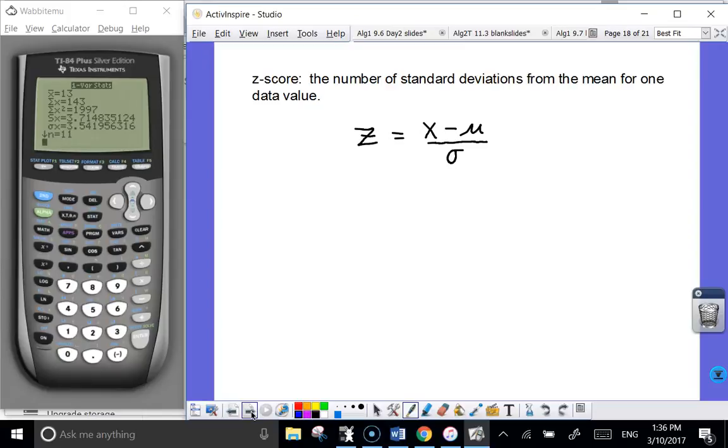So we should recognize the z-score is the thing we're defining here. The z-score is the number of standard deviations from the mean for one data value, right? The one data value is that one. We know what the mu is, that's the mean. And we know what that sigma is, that's the standard deviation. So let's do a couple calculations with that.